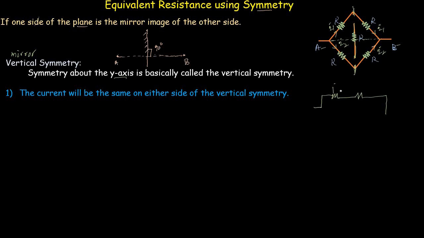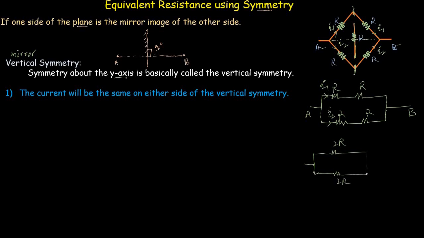These 2 resistors R and R are in series, and these 2 resistors are also in series, because the current through these two resistors is the same. There exists current I1 through these two resistors and current I2 through these two resistors. As these two resistors are in series, the equivalent of these two resistors is 2R, and the equivalent of these two resistors will also be 2R. So the equivalent of the top resistors is 2R, and the equivalent of the bottom resistors is also 2R.